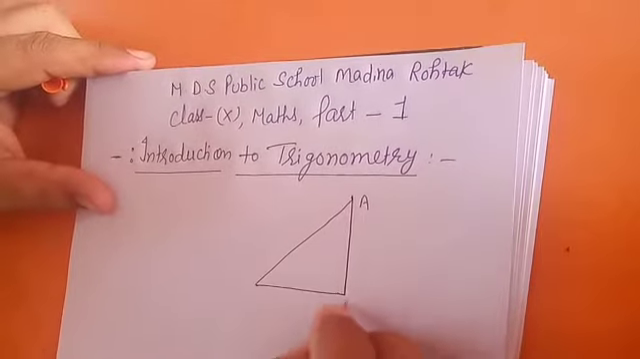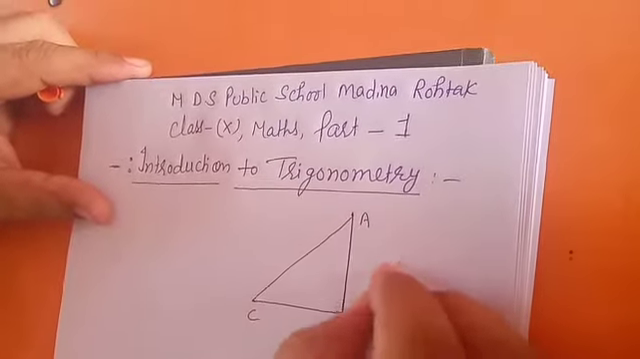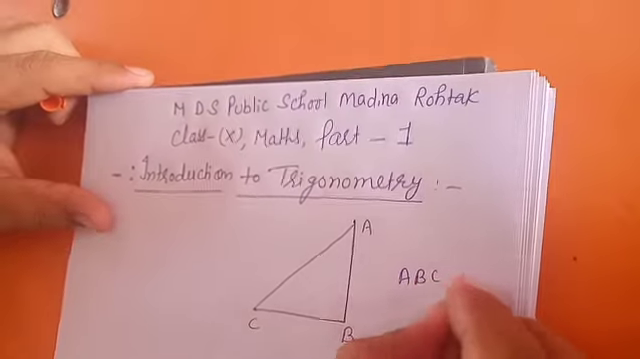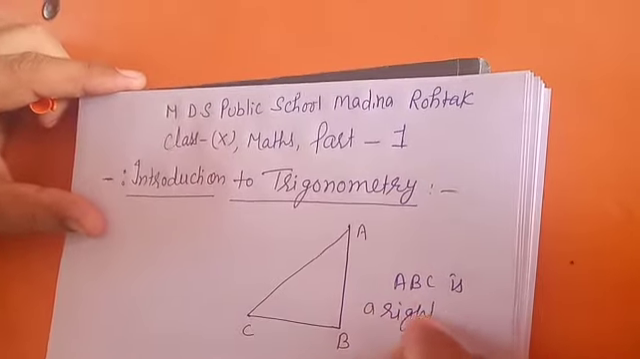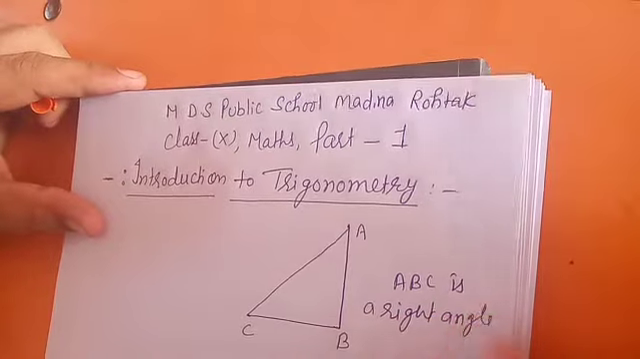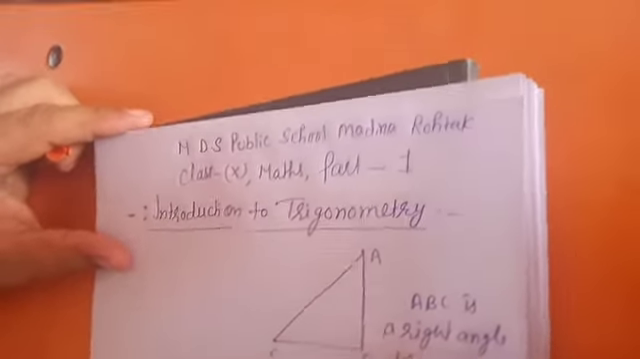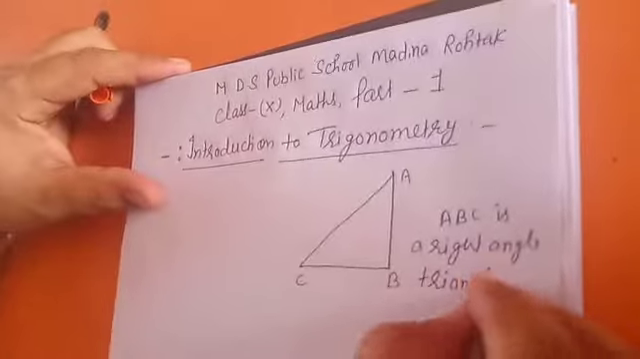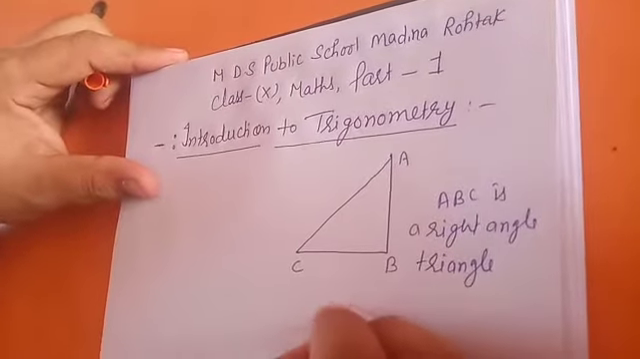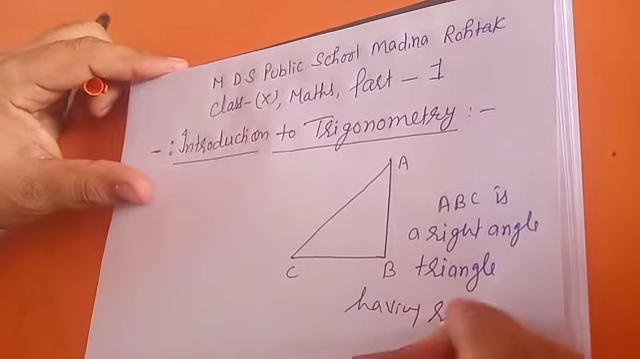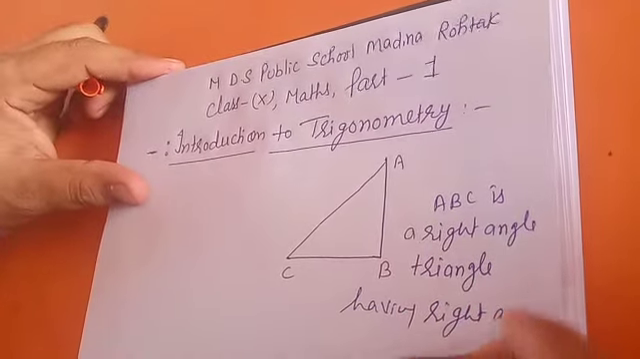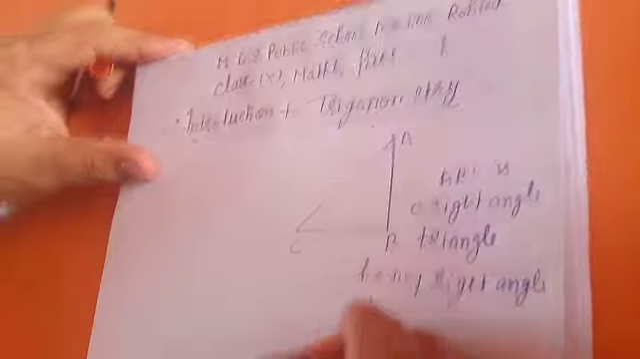A, B, C. Here ABC is a right angle triangle having the right angle at B.